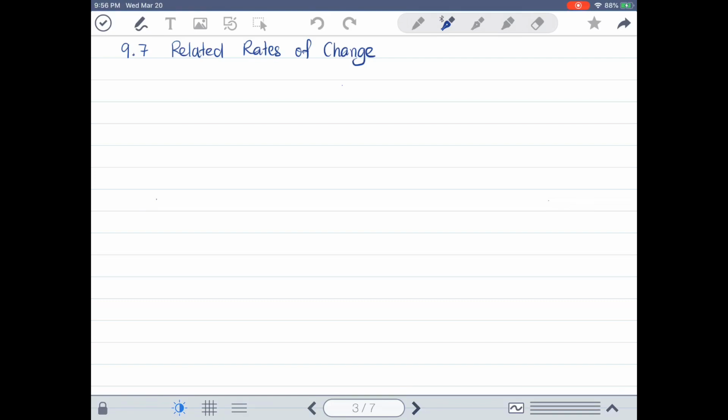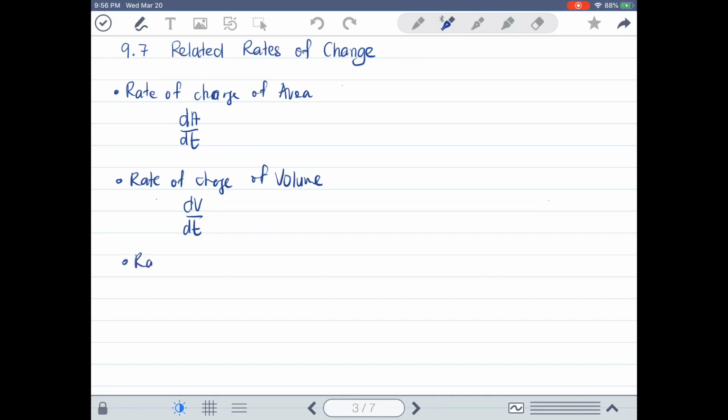Okay, for today's topic, we are going to talk about related rate of change. Rate of change, kalau dalam bahasa Melayu adalah kadar perubahan. So rates of change. For example, the rate of change of area will be denoted by the symbol dA over dt. Rate of change of volume, dV over dt. Rate of change of height, so dH over dt. So the rate of change is always represented by over dt.